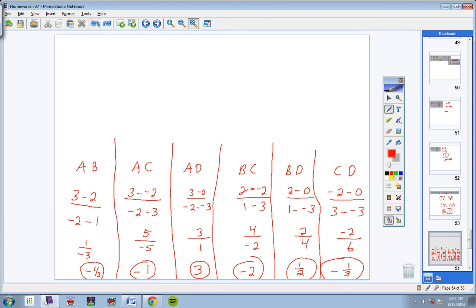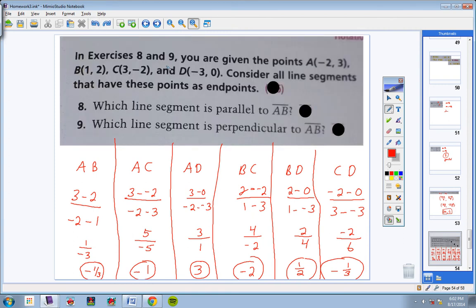Okay. That's for sure. So the answer to, let me actually pull this back up here real quick if I can. There we go. Okay. Which line segment is parallel to AB? Well, CD, because the slope of AB is negative 1/3 and the slope of CD is negative 1/3. Now question number 9, which line segment is perpendicular to AB? All right, well here's AB, negative 1/3.